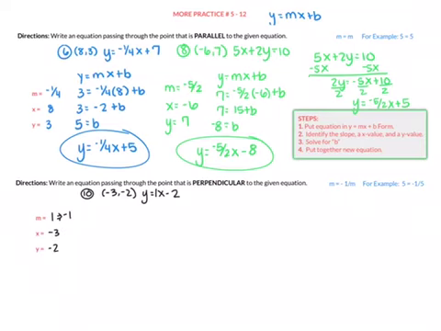I'm going to go ahead and plug in all these pieces. And if you haven't tried this yet, pause the video, plug in everything, and go ahead and solve. Negative 2 equals negative 1 multiplied by negative 3 plus b. This will simplify on the right to be 3 plus b. And the value for b ends up being negative 5. When we put this together, our answer for number 10 should be y equals negative 1x minus 5.